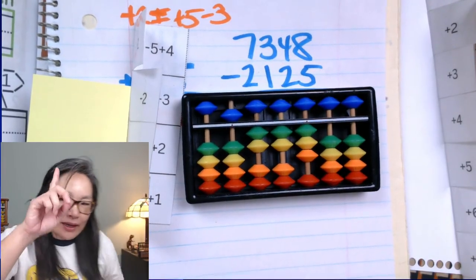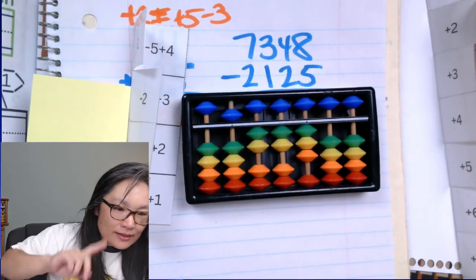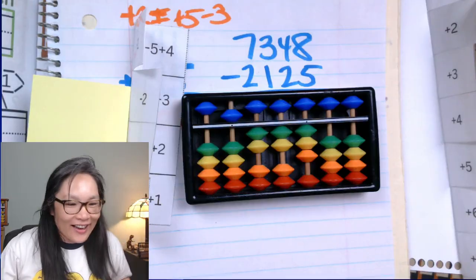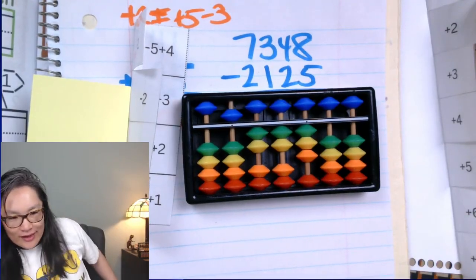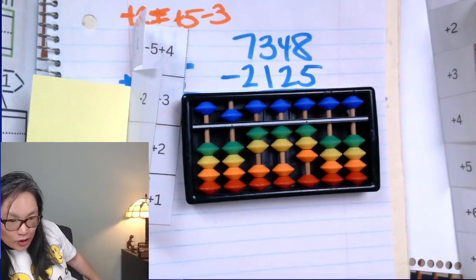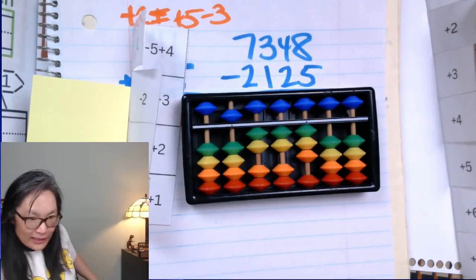Let me put a caveat on that. Any questions about the abacus? Do you have any other questions? Because if not, I'm going to continue on with adding the 10.